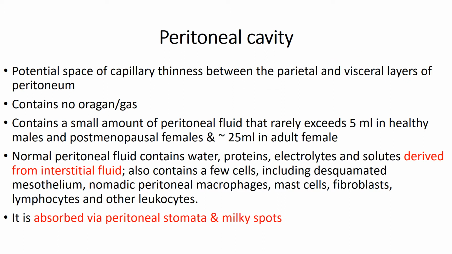Now the normal peritoneal fluid contains water, protein, electrolyte, and solutes, and they are largely derived from the interstitial fluid. It contains also a few cells, including these desquamated mesothelial cells, the wandering peritoneal macrophages, mast cells, fibroblasts, lymphocytes, and other leukocytes. And the fluid is largely absorbed through this peritoneal stomata and these milky spots, the lymph.